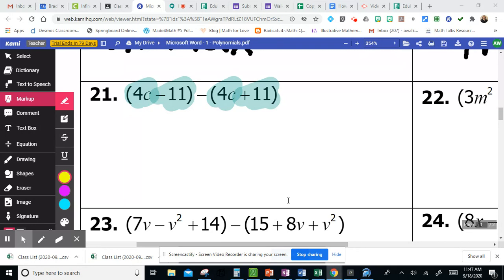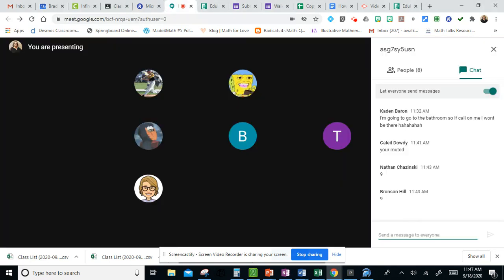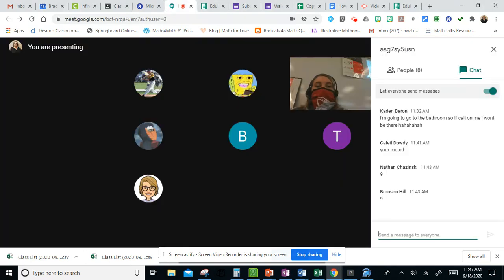So you have 4c minus 4c, negative 11 minus positive 11. When you get an answer, type it in the chat box.